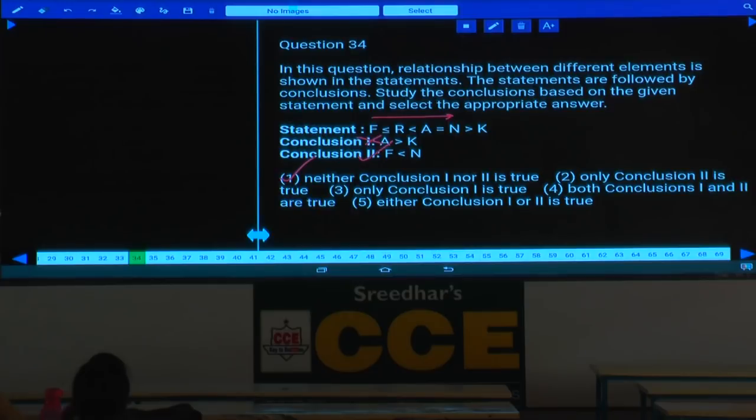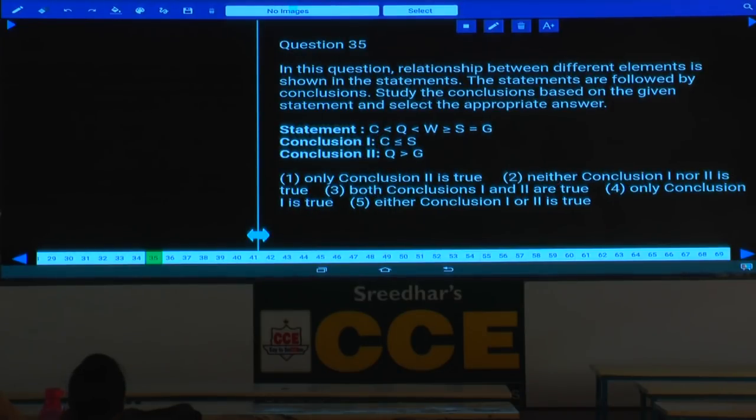Then coming to question number 34. Now the relation between A and K. Now between A and K, which symbol is common here? Greater than is common. Hence A greater than K is definitely true. Then coming to the second conclusion, F and N. Now between F and N, tell me which symbol is common? Lesser is common. Hence F lesser than N is also true. Both the conclusions follow. Both 1 and 2, that is given in choice 4.